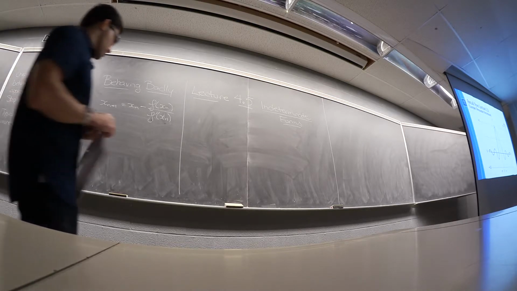Okie dokie. What are we going to talk about? We're going to talk about a familiar indeterminate form. We're going to talk about using linearization to figure this out. We're going to talk about L'Hopital's rule. And then we're going to talk about indeterminate products and differences.